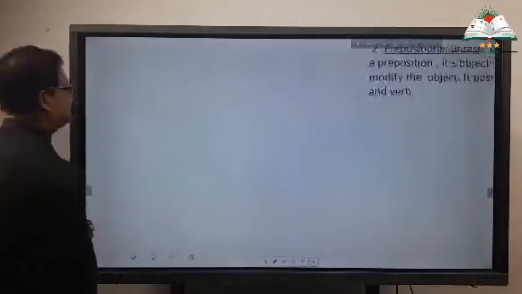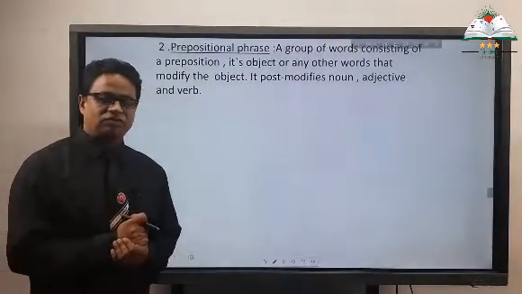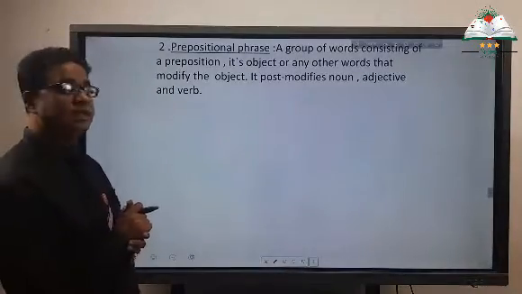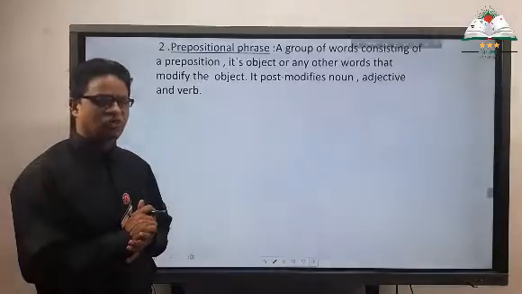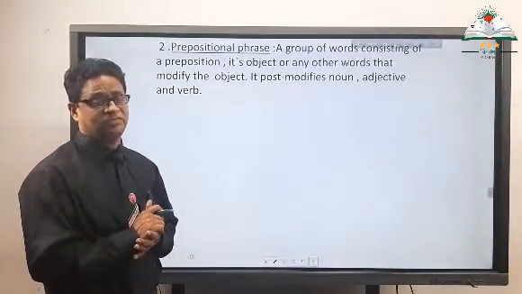Now we learn prepositional phrase as post modifier of noun. The first one is done, the second one is prepositional phrase. So let me tell you what a prepositional phrase is. All of you know very well what a preposition is.